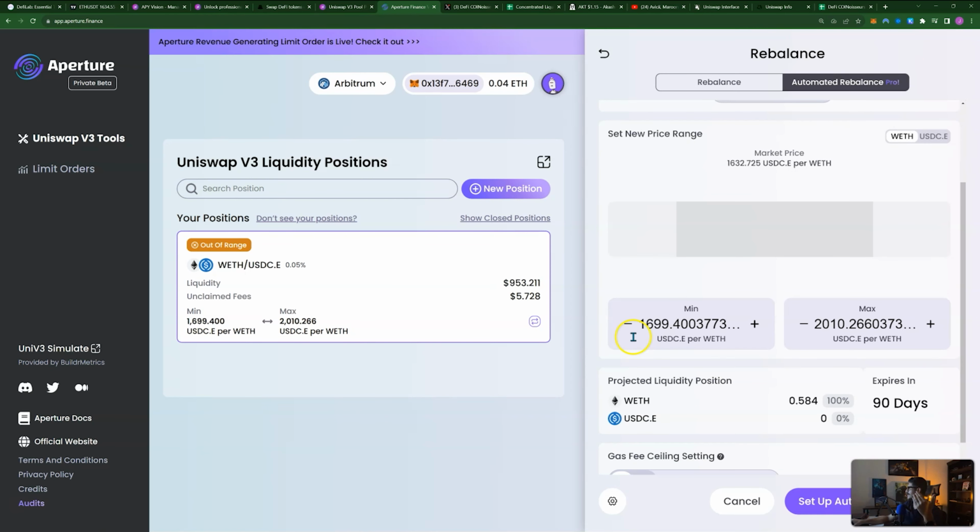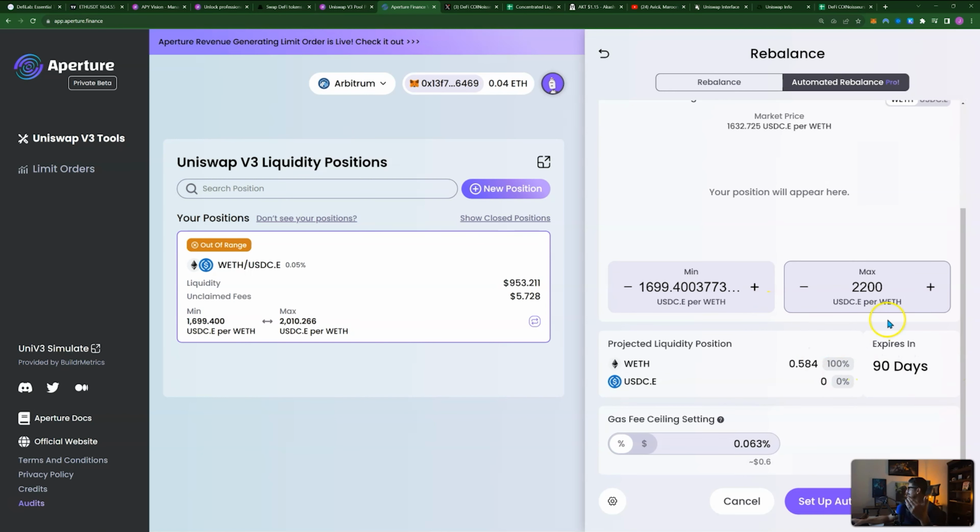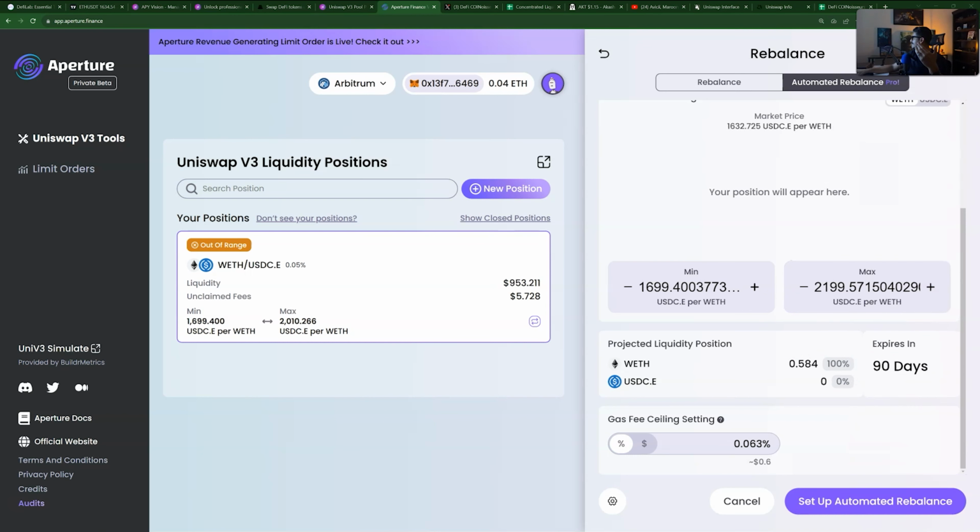And then you go down here, you set up the new ranges you want, right? Like say when it gets above 1700, I want this to rebalance to 1700 to 2200, right? Or whatever you want. Then you come down here, it says it expires in 90 days. So if it's longer than 90 days, let me move my camera thingy here. And then you could see here, you could set up the automated rebalance.